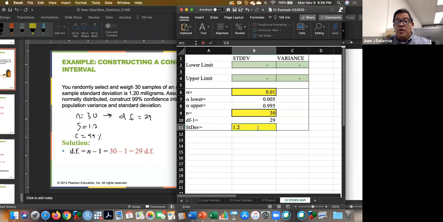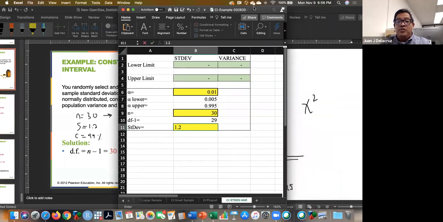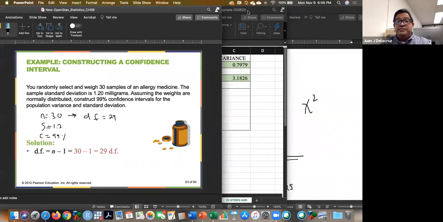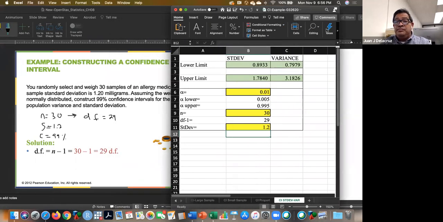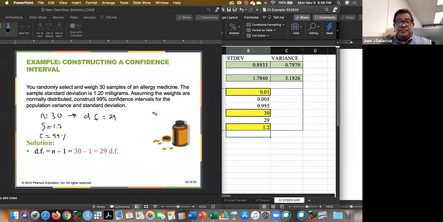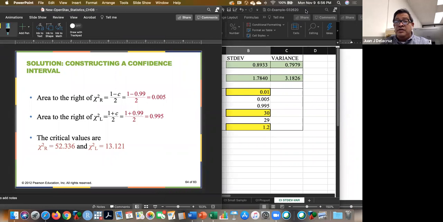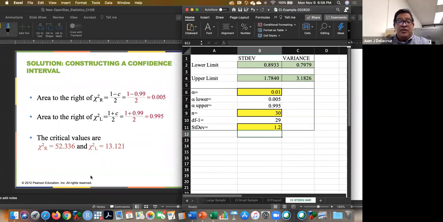If I do 1.2, I'm going to find the values for the lower and the upper limit of the variance and the standard deviation. So as you can see here, we have the values that we found. Of course, here I don't know the critical values. We can find the critical values. I will show you how to find them in the next class.